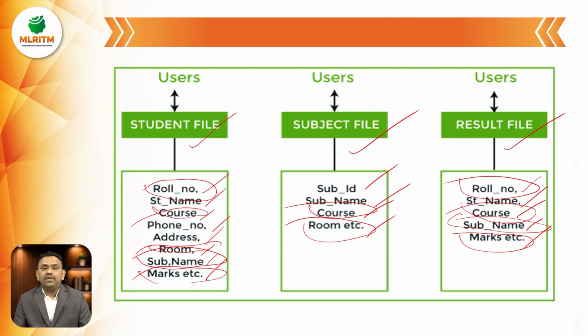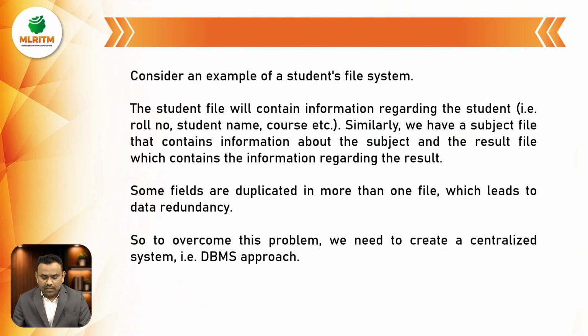So this is the problem with the file system. Multiple attributes are being stored, so it is wastage of storage. Some fields are duplicated more than once in files. Room number is present in both files, which leads to data redundancy. Redundancy means duplication of data, meaning one piece of data is present in the student file as well as the result file. To overcome this, we need to create a centralized system, that is the DBMS approach.